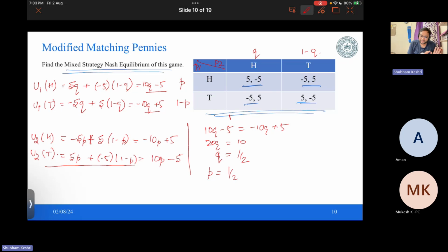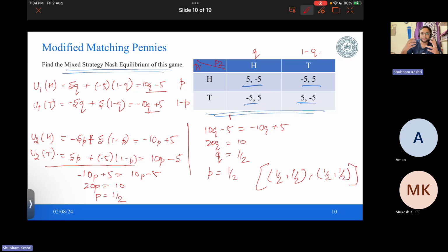Same as previously, it will be -10p + 5 = 10p - 5, and 20p = 10, and p = 1/2. All right. So we can see the mixed strategy Nash equilibrium very easily. The mixed strategy Nash equilibrium is (1/2, 1/2), again (1/2, 1/2). But this is what I wanted to convey with this example. This is very simple. This is the mixed strategy Nash equilibrium.